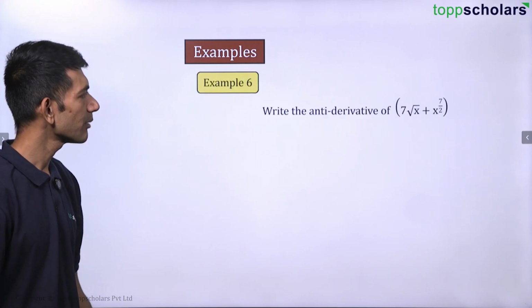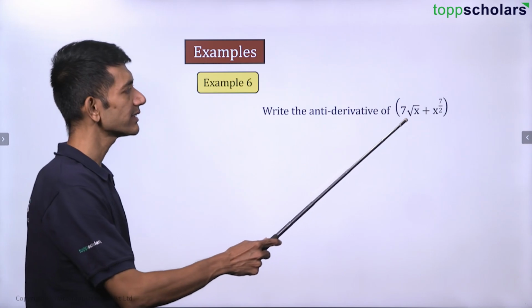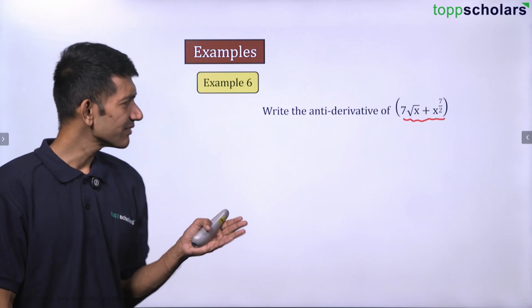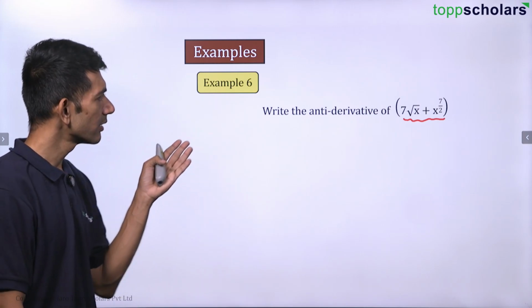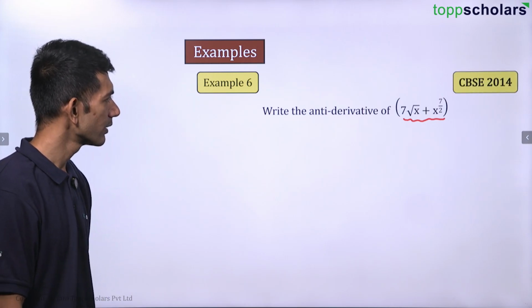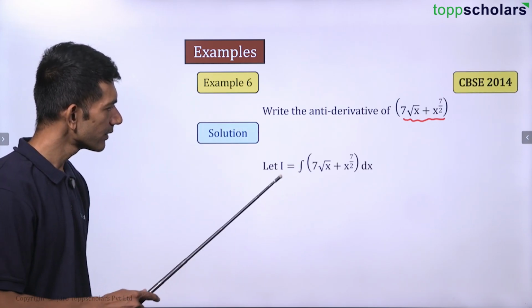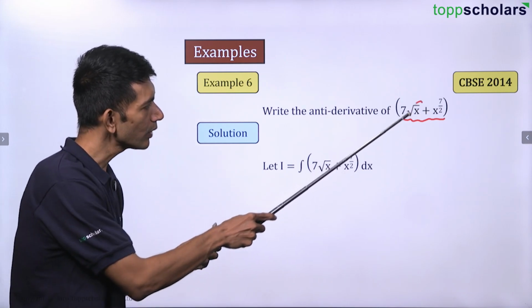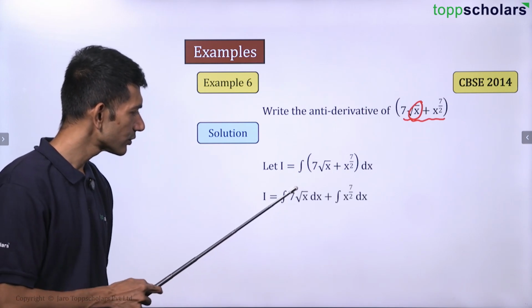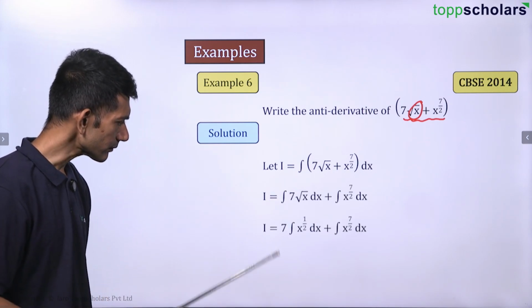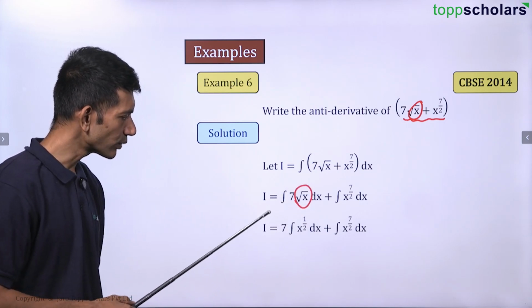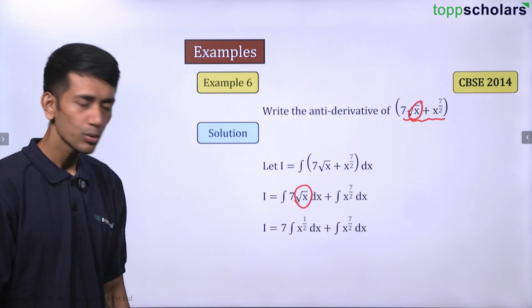Let's have a look at one more example. Write the antiderivative of 7 root x plus x raised to 7 by 2. Again, this is a similar question, isn't it? 7 root x plus x raised to 7 by 2. So here can we say root x can be written as x raised to 1 by 2, correct? Let us do that. This is root x. So this becomes x raised to 1 by 2, 7 goes outside, plus x raised to 7 by 2.